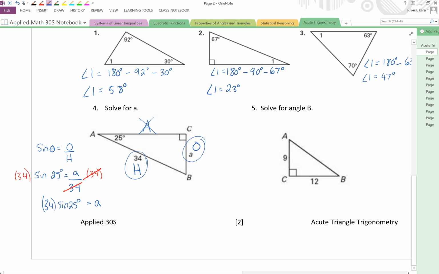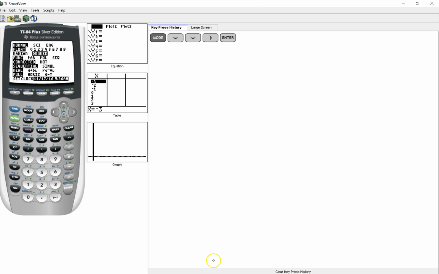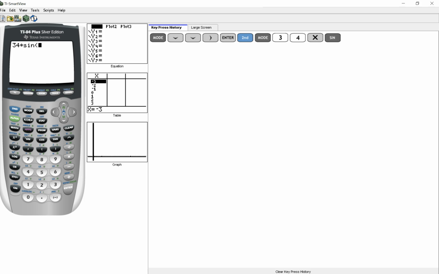Now, because this is a calculator maybe you're not used to using, you need to be able to punch this in. So if I quit this menu, we were in our mode menu, right? I'm going to be typing in 34 times sine, and then they automatically give you the brackets, 25. And then you can close the brackets, hit enter, and we get an answer of 14.369 and so on.